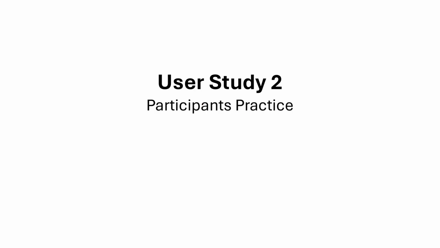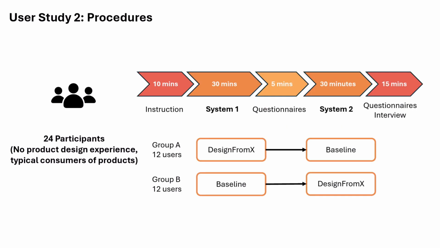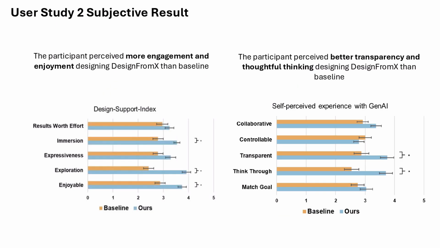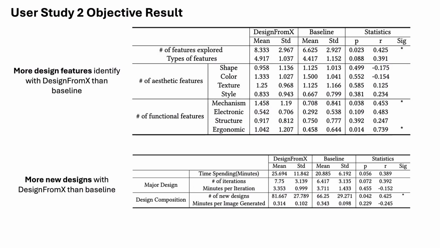In the second user study, we recruited 24 novice designers to design their everyday products using Design from X and a baseline system. We conducted a within-subject, counterbalanced user study with all participants. The participant used Design from X and the baseline system to modify everyday products, ranging from chairs and desks to glasses and pet supplies. The results illustrated that Design from X provided better enjoyment and engagement for the tasks compared to the baseline system. The quantitative evaluation also demonstrated that Design from X supported more design compositions.